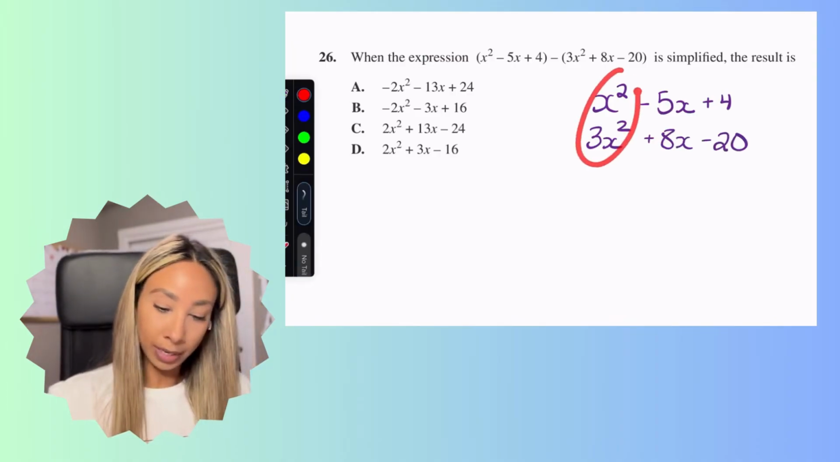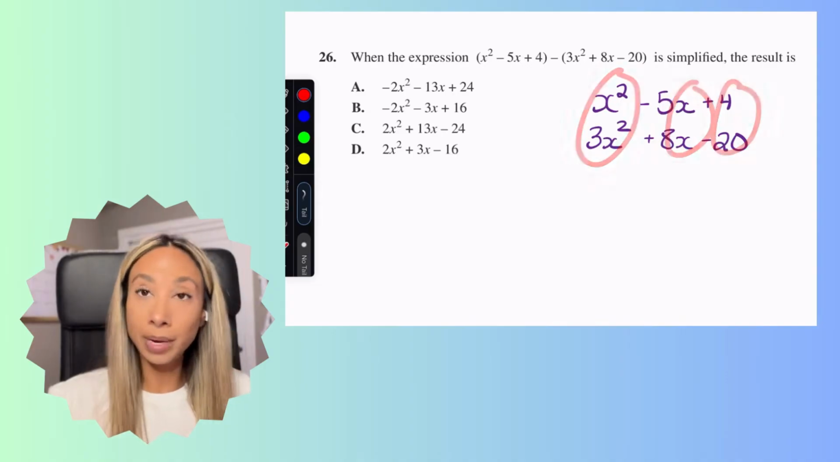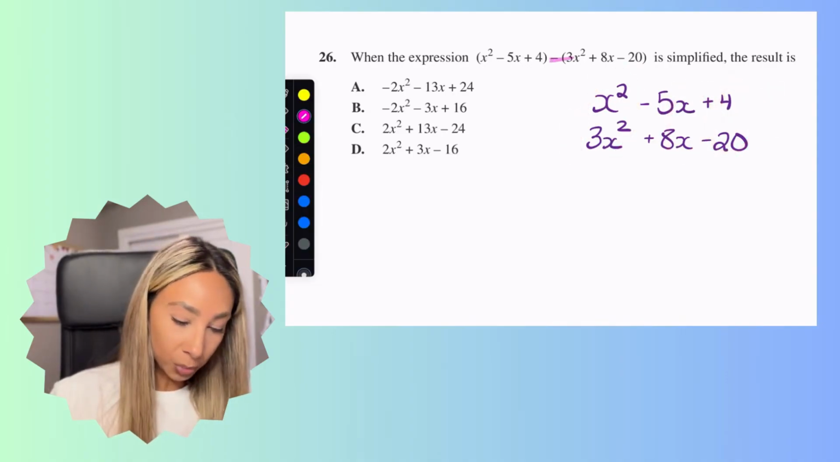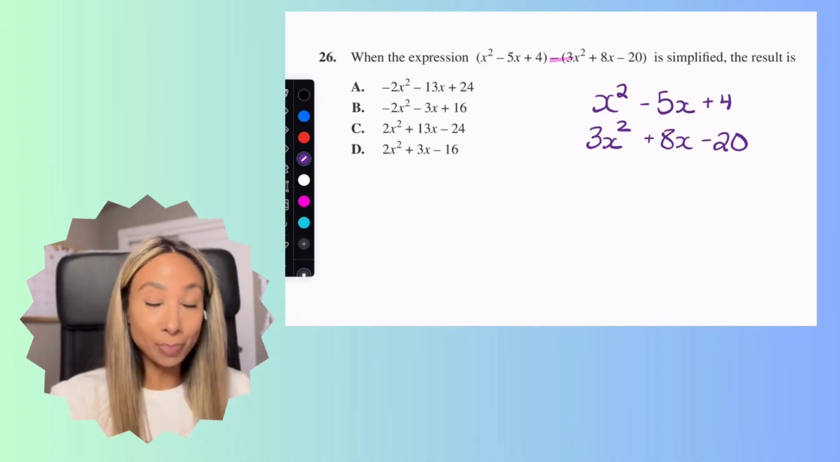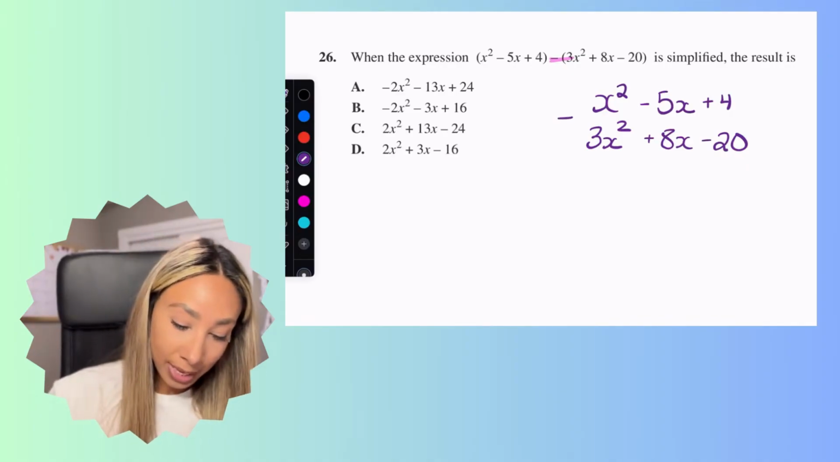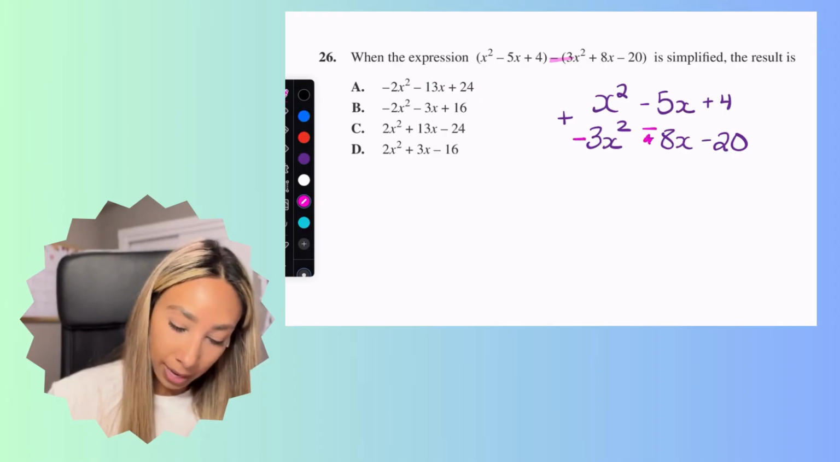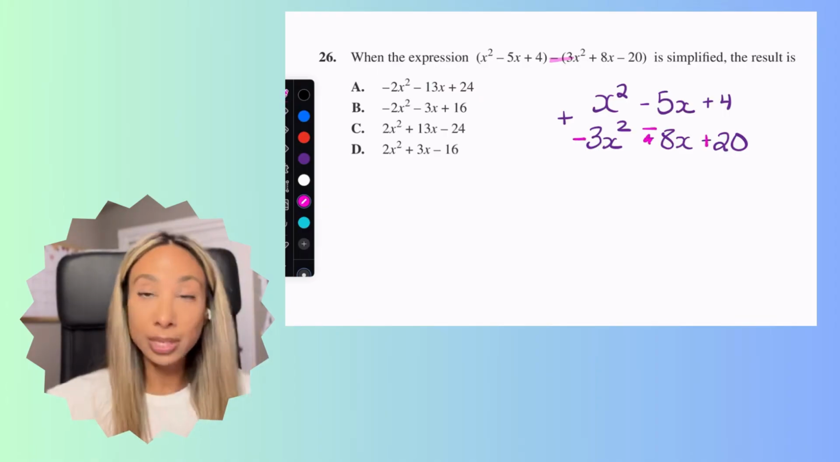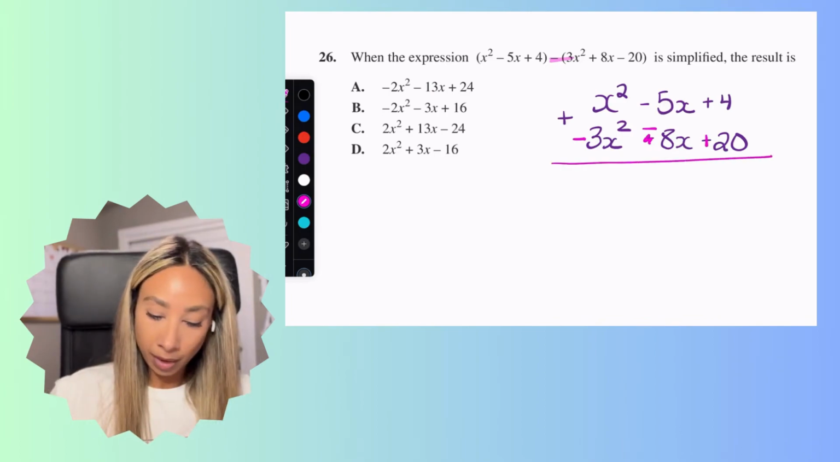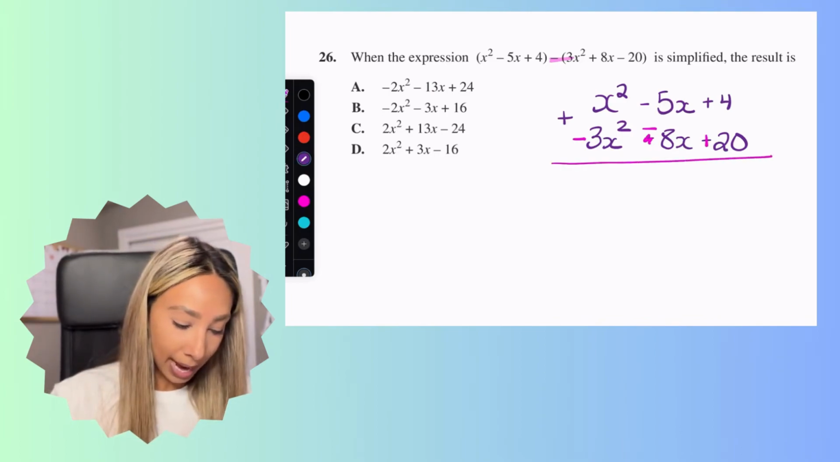So all I did was I made sure my x squares, my x's, and my numbers were together. Now with this question, we're subtracting. So we actually can use a little bit of a trick where we pretend we're adding, and then we flip the signs of everything in here to the opposite sign, okay? Now we can just go ahead and add like normal.